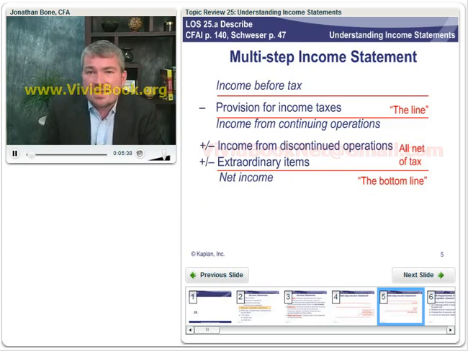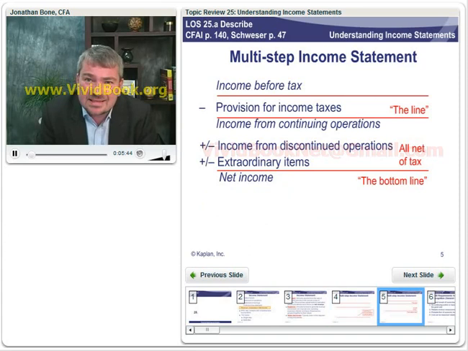So we then have our provision for taxes. Notice this word provision being included here. What that means is it is an estimate, essentially. Okay, so whenever we see the provision, it's the idea that the accountants essentially are estimating a future expense.